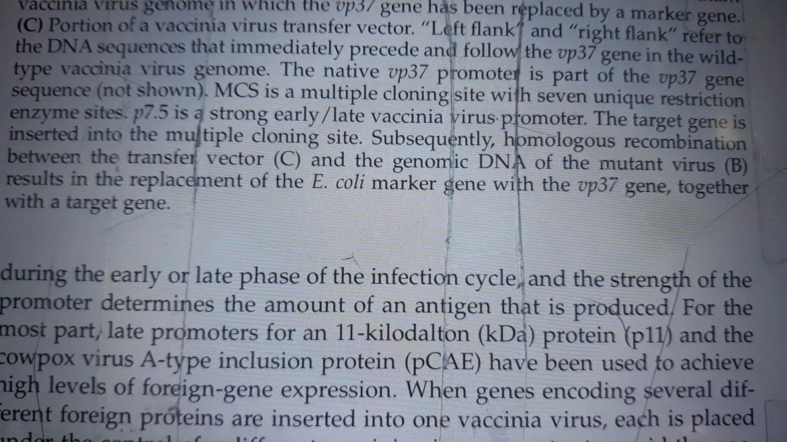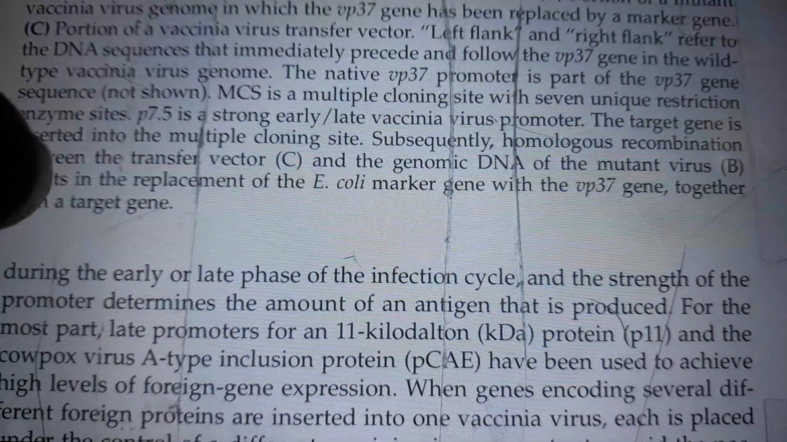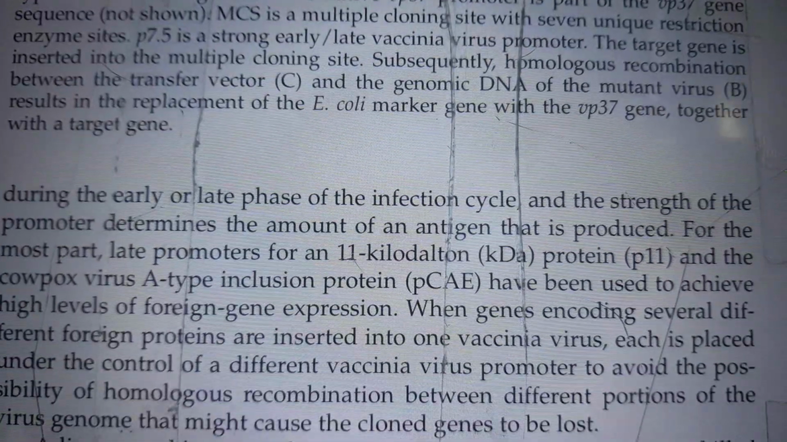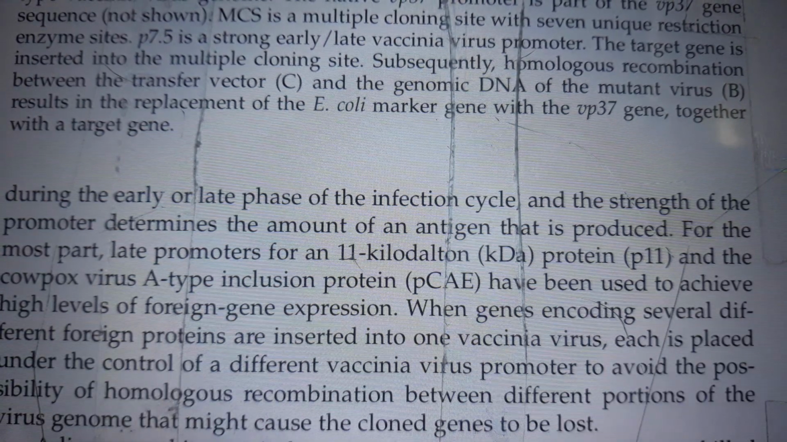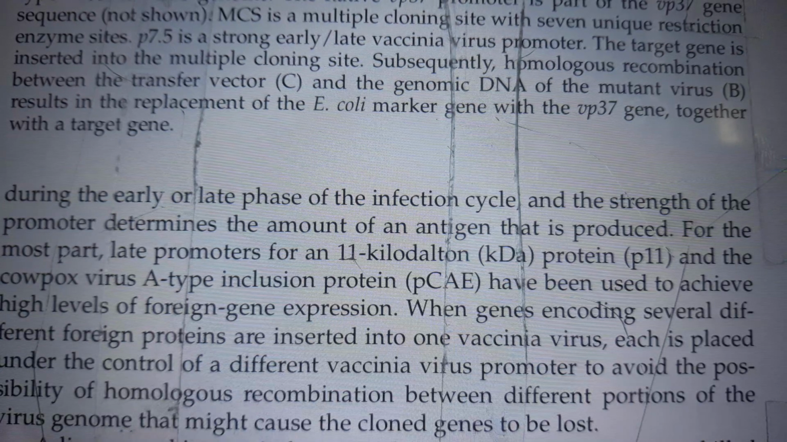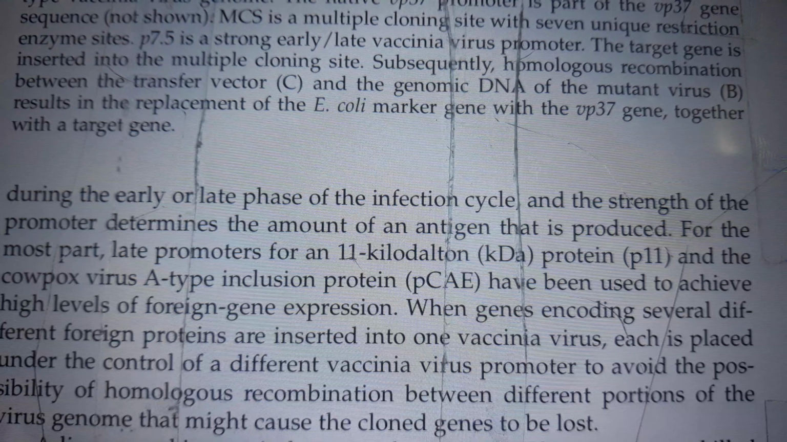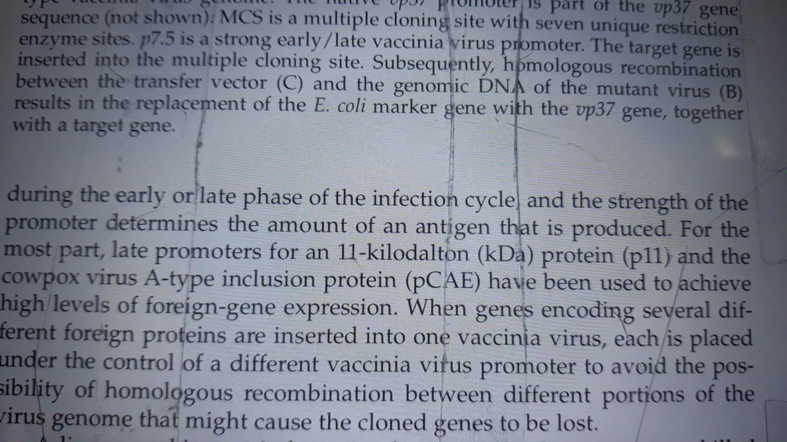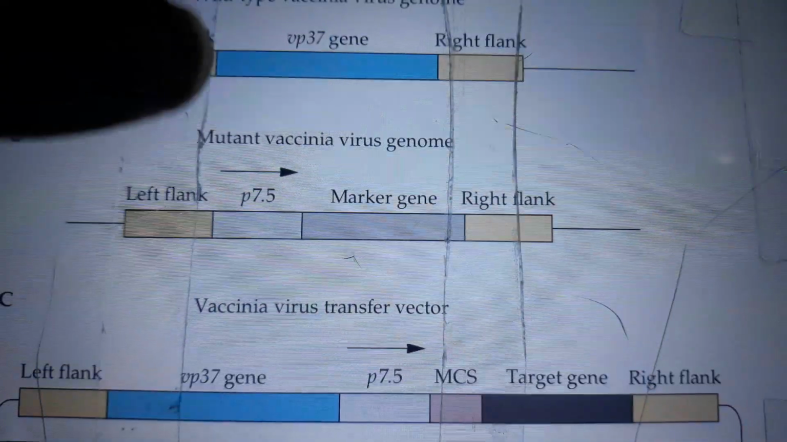The native VP37 vaccinia promoter is part of the VP37 gene sequence, not shown. MCS is a multiple cloning site with 7 unique restriction enzyme sites. P7.5 is a strong early-late vaccinia virus promoter. The target gene is inserted into the multiple cloning site. Subsequently, homologous recombination between the transfer vector C and the genomic DNA of the mutant virus B results in the replacement of the E. coli marker gene with the VP37 gene together with a target gene. This is the illustration.